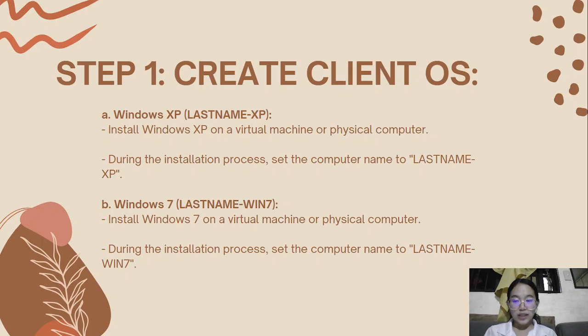Next is Windows 7, last name Win7. So katulad lang kanina, install Windows 7 on a virtual machine or physical computer. Next, during the installation process, set the computer name to last name dash Win7.